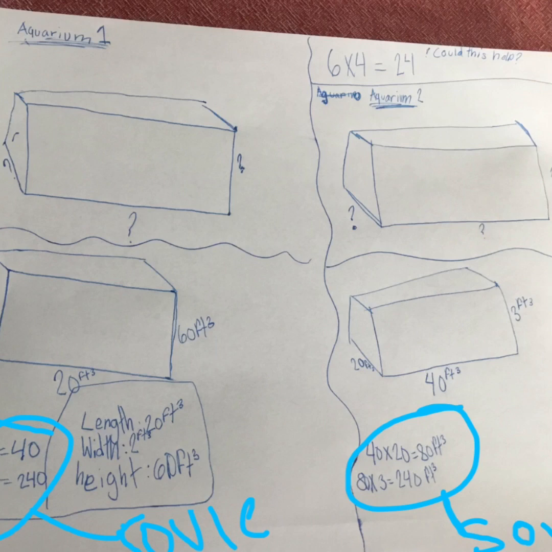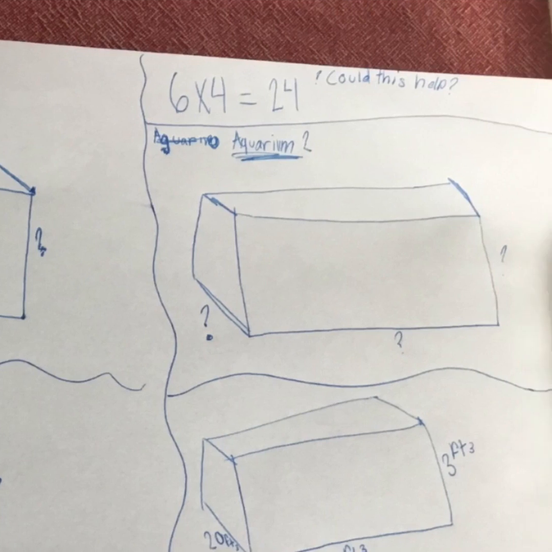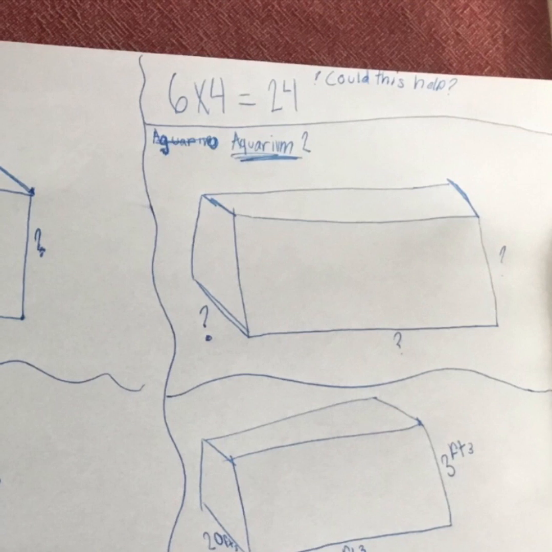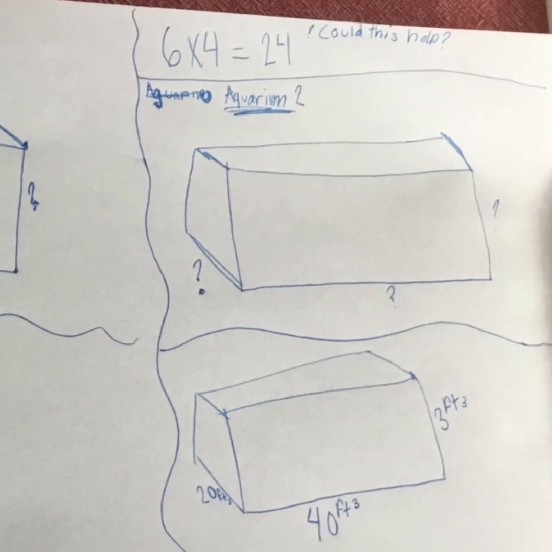Something that I noticed is that this mathematician wrote 6 times 4 equals 24, and they wrote their thinking. Could this help me if I know 6 times 4 is 24? That's really friendly. Can I use this friendly equation when I'm thinking about the aquarium? I think that's a great start. It's important for us to ask ourselves as mathematicians, what do we already know about these numbers? And I think that's what this mathematician was doing to start off.